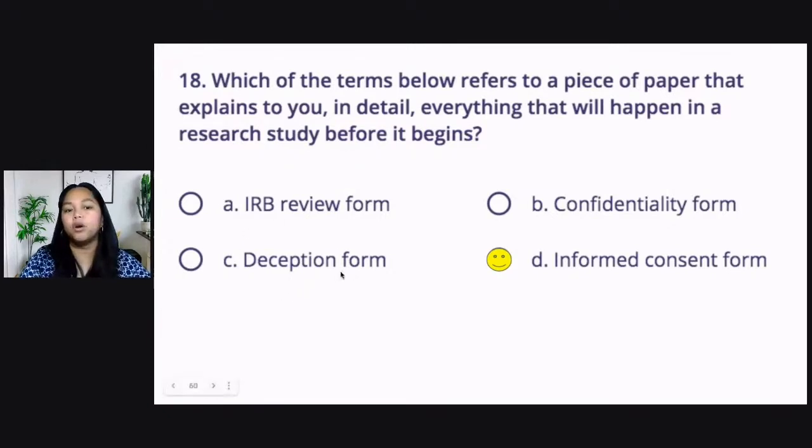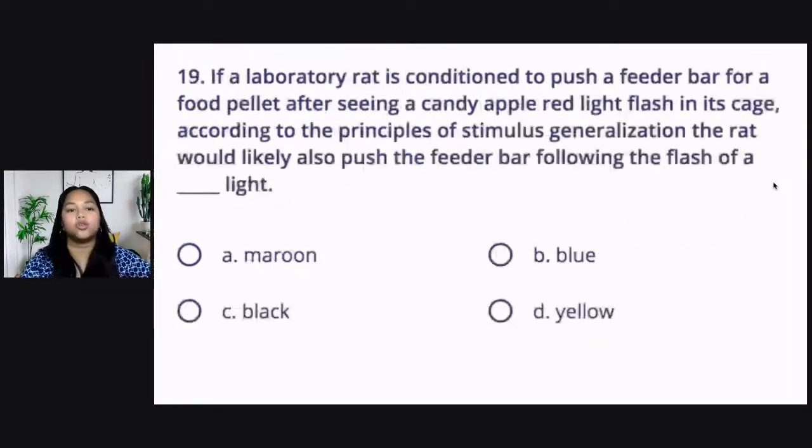Deception form, of course, you can only do this if it is necessary. You cannot deceive your subjects in a study. They must have informed consent. They must know that they are part of the research and know what will be done in the research. Yes, for the D, when we gave out our thesis, they sign it. There must be consent. You inform, you explain. So letter D is the correct choice.